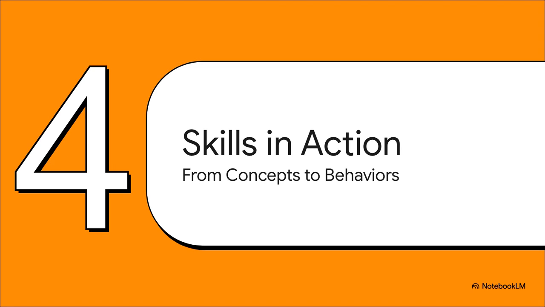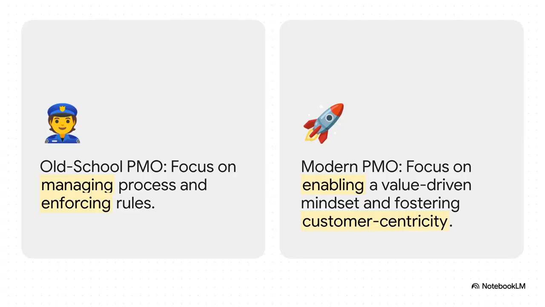Okay, so those are the 5 pillars. But high-level concepts are one thing, right? What does this stuff actually look like day to day? Now we're going to dig into the enablers, the specific on-the-ground behaviors that make these ideas real. I mean, this slide just says it all, doesn't it? The contrast is just, wow. The old-school PMO, they were the process police, always focused on rules. The modern PMO, totally different. It's a strategic partner, focused on creating value and serving its customers. The whole purpose has shifted.